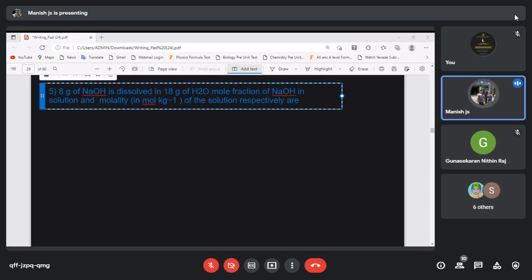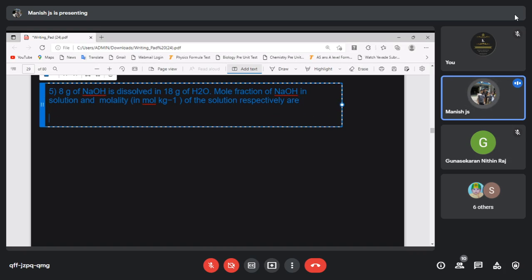Question is, 8 grams of sodium hydroxide is dissolved in 18 grams of water. The mole fraction of sodium hydroxide in solution and molarity in moles per kilogram of the solution respectively are. So you have to find out what is the mole fraction and molarity.